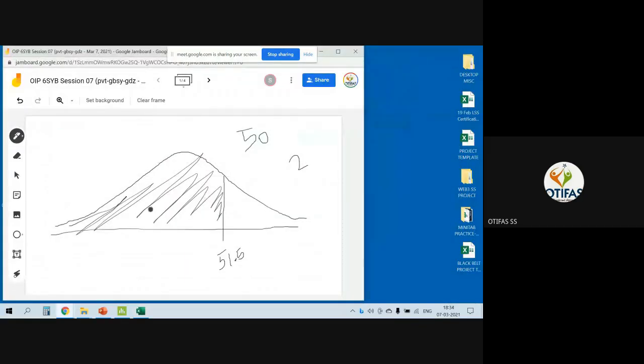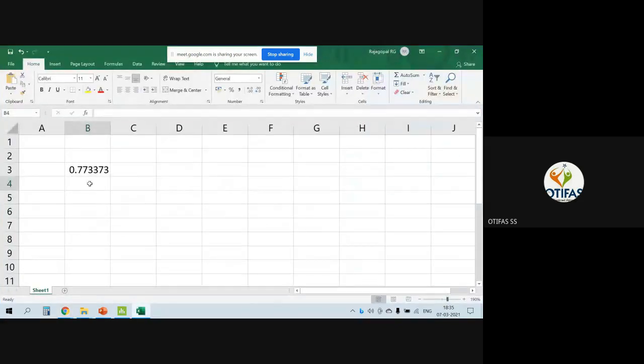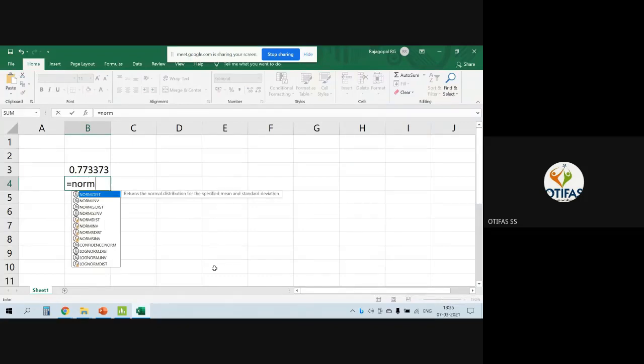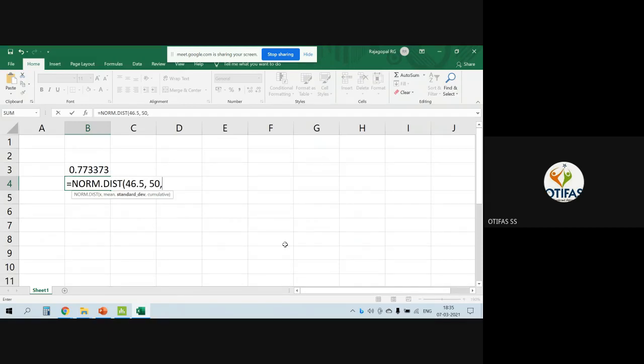77.33. That means, see, this curve is 77.33. This is the percentage. Okay. Now, what you will do, you want to find the other area of 46.5, isn't it? Now, you see it on this. Then you write 46.5, comma, 50, comma, 2, comma, true.